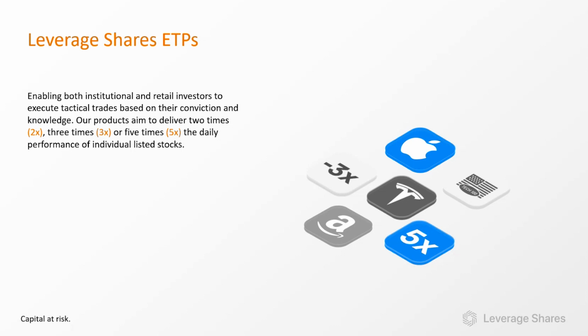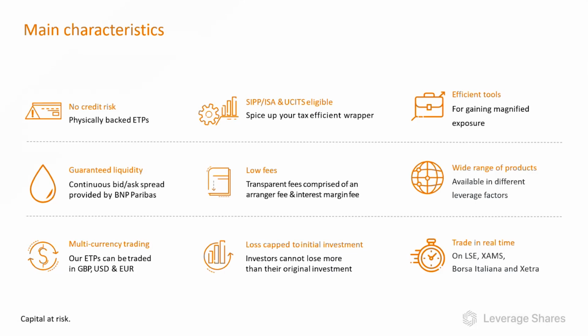To get to know better the products and the characteristics of Leverage Shares ETPs, I would like to present you a few of their main characteristics. First of all, there is no credit risk. A lot of times there's a credit risk associated with leverage products. Since Leverage Shares ETPs are 100% physically backed, you can exclude the credit risk out of our products, so there is no credit risk associated with them.